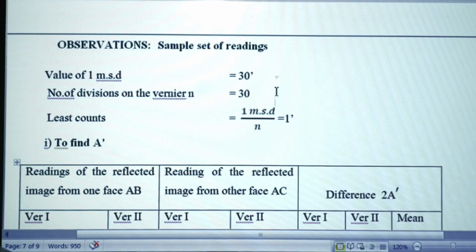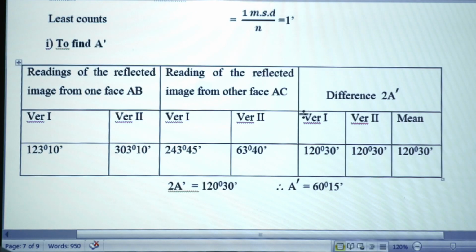Now coming to a sample set of readings for the determination of Cauchy's constant. For the spectrometer, one main scale division is 30 minutes and the number of divisions on the Vernier is 30. So the least count is one main scale division divided by the number of divisions, that is 30 minutes divided by 30, that is 1 minute.